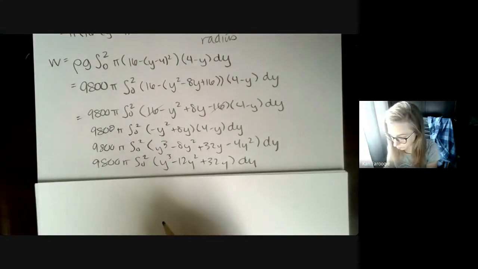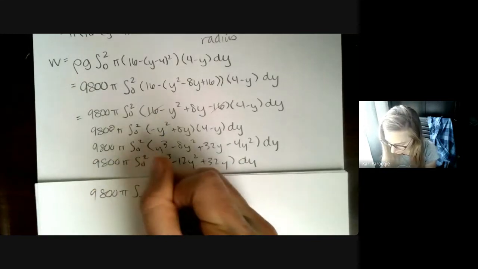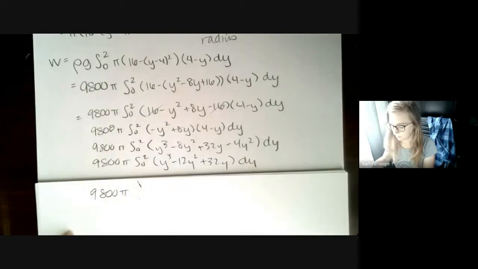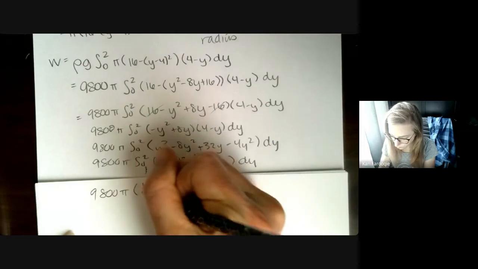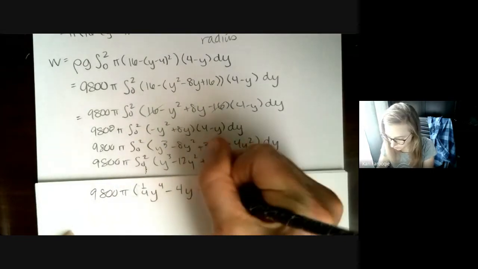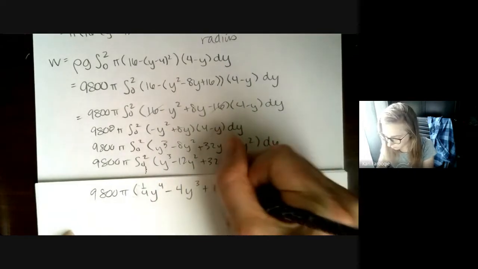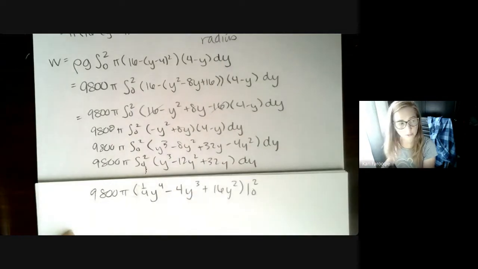And then we'll integrate. So this is 1/4 y to the 4th minus, when I divide by 3, I get 4, and then y cubed plus, when I divide by 2, I get 16, and we'll go from 0 to 2.